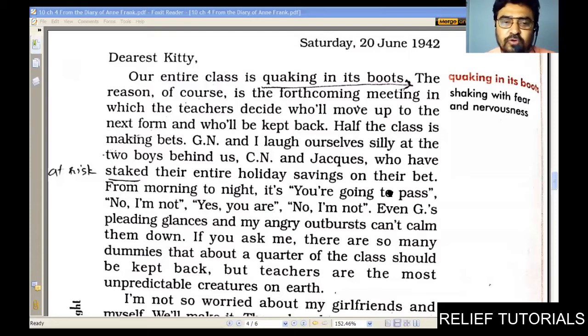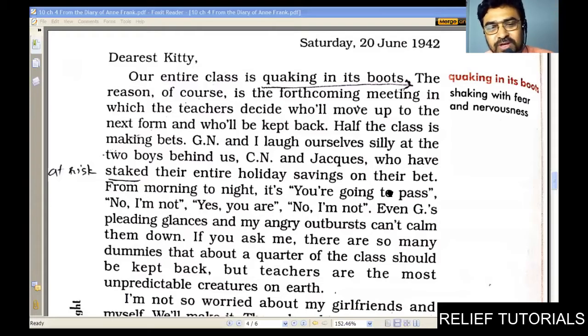"The reason, of course, is the forthcoming meeting in which the teachers decide who will move up to the next form and who will be kept back." In one line, the teacher was about to announce the result. "Half the class is making bets. GN and I laugh." GN is the abbreviation of a very close friend of Anne. "GN and I laugh ourselves silly at the two boys behind us."